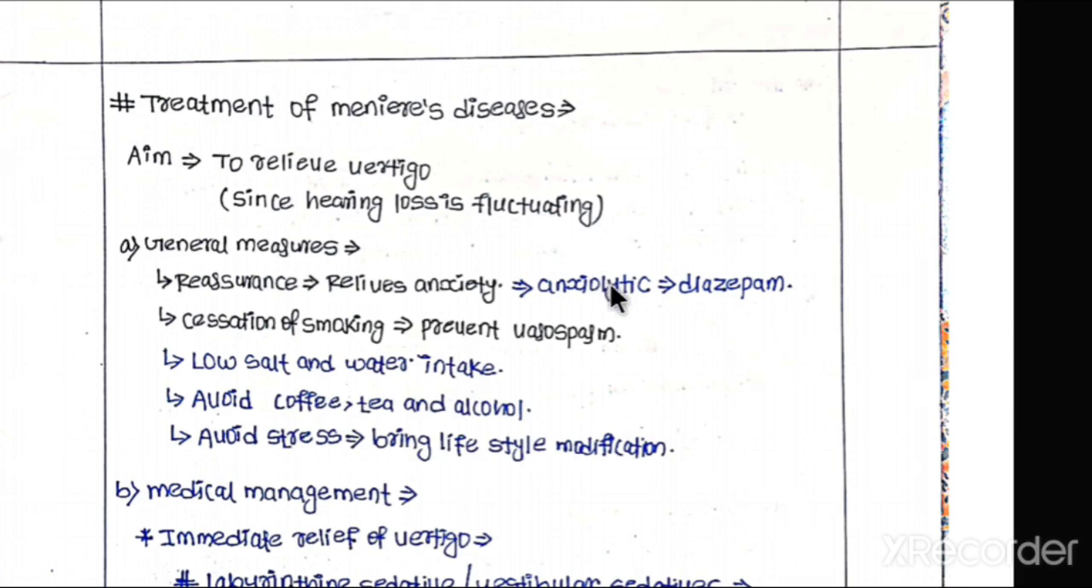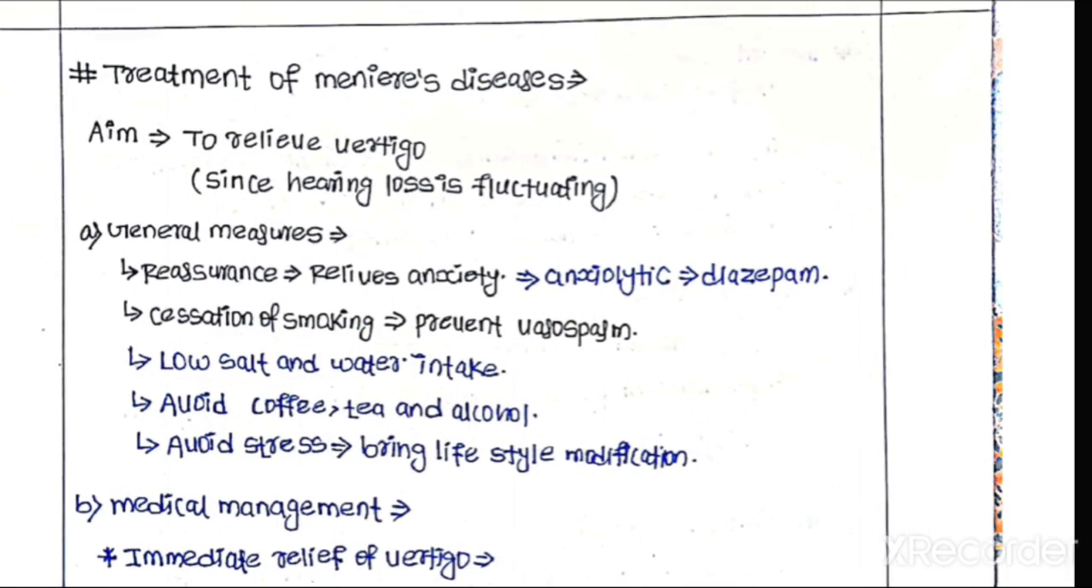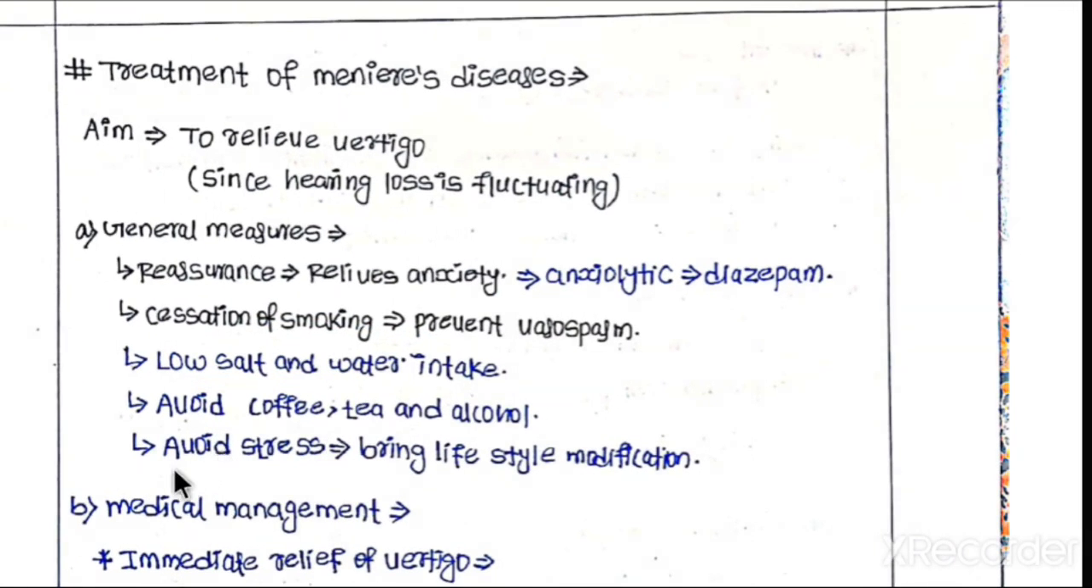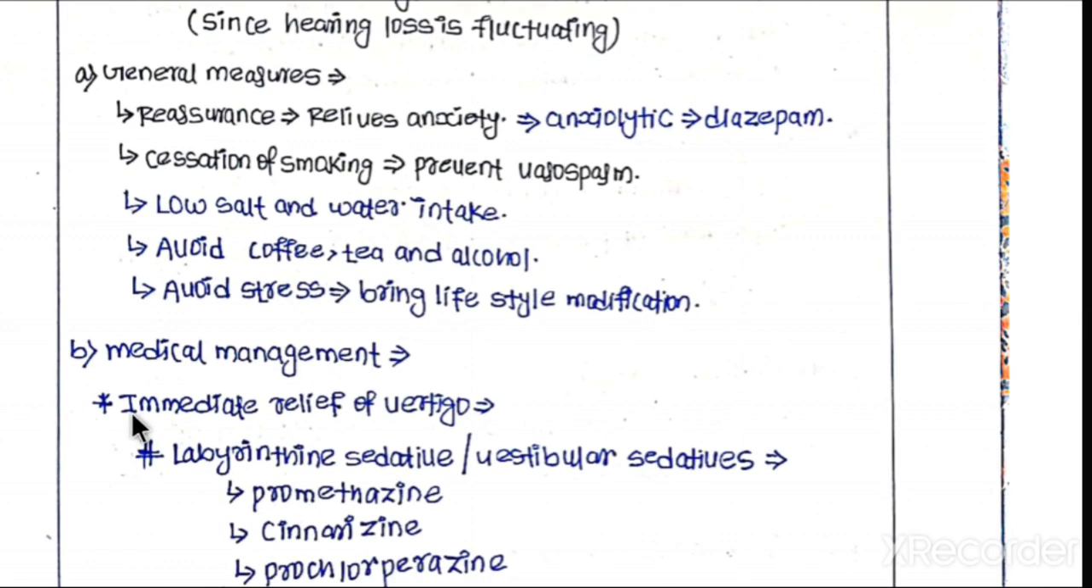Some general measures can be adopted for the treatment of Meniere's disease. That is, reassurance. We should reassure the patient to relieve anxiety, and we should give knowledge about the disease and disease process so that the patient does not get anxious. We can also give an anxiolytic like diazepam. Cessation of smoking can prevent vasospasm. Low salt and water intake. Avoid coffee, tea, and alcohol products. Avoid stress. Bring lifestyle modification.